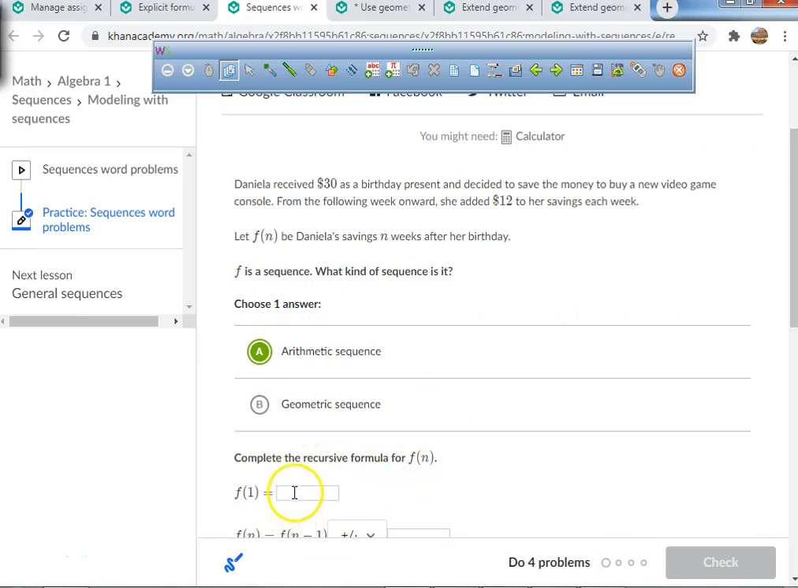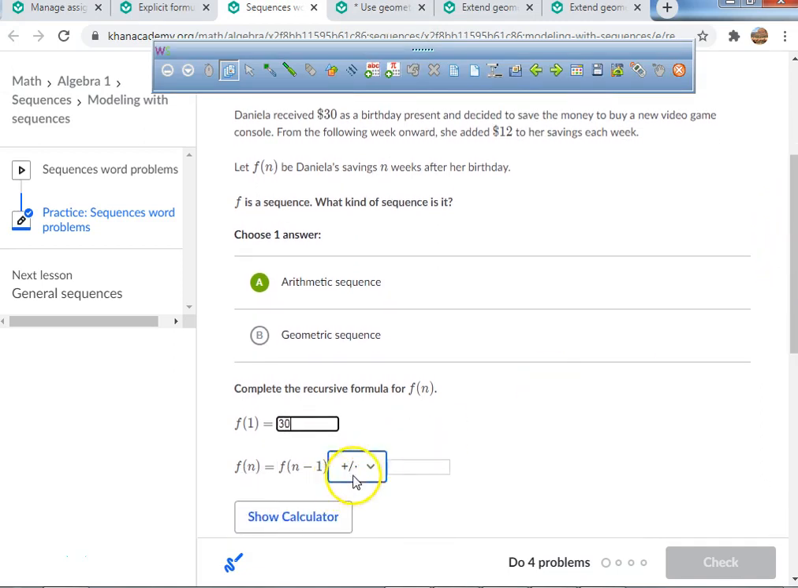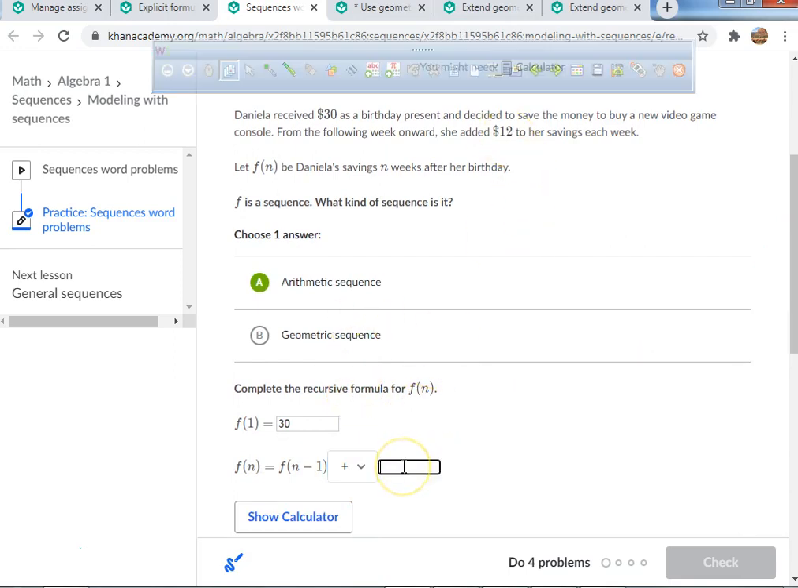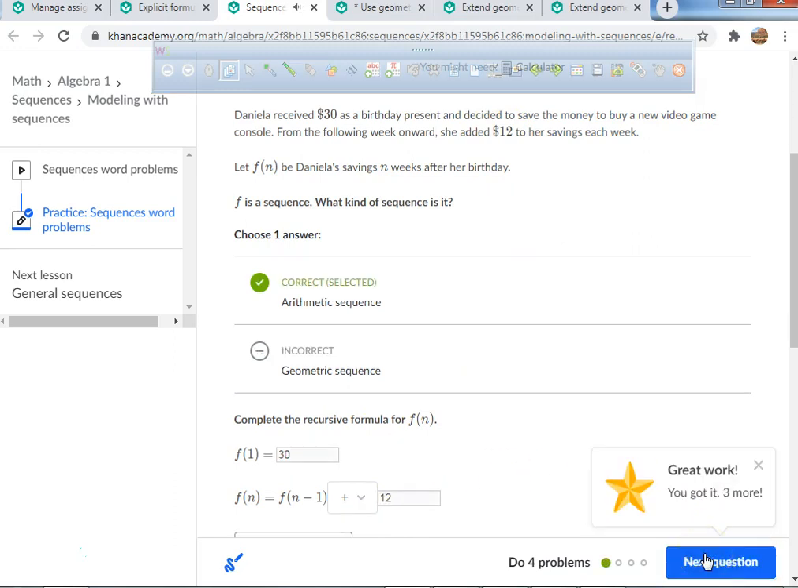Now it says complete the recursive formula. So what is our very first term? What did she start with? She started with 30. So she started with $30 because she received it as a birthday present. And what is she doing over and over and over again? It's being, hold on, added. What's being added? A total of $12. Okay? And that's how you do these.